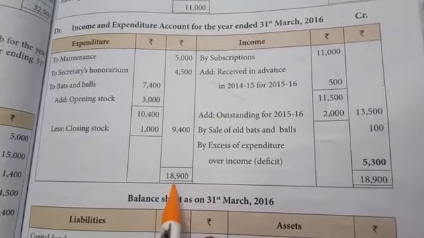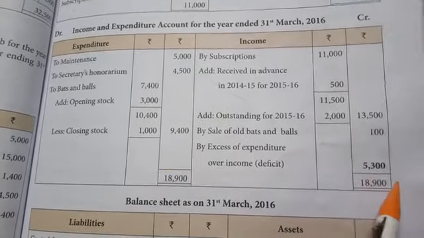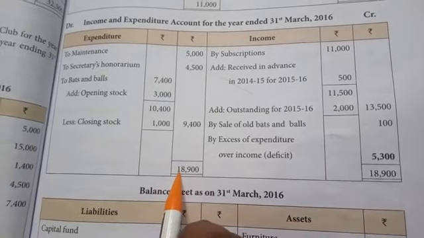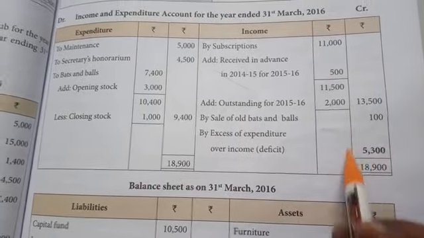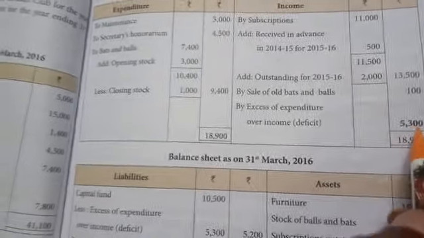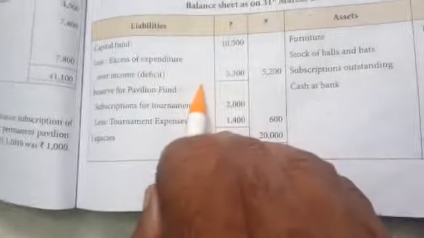Okay, so the excess of expenditure over income, the difference amount, is to be treated as a deficit. Then the deficit should be transferred to the balance sheet.